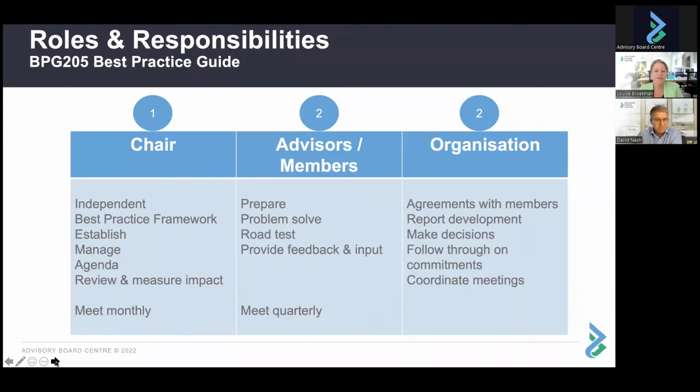Yeah, terrific. Thank you, David. Let's move on to advisors and members. So the role of the advisors is to make sure that they are prepared for meetings. They've got something to bring to the table, not just turn up to the table and then say, let me give you my brilliance. That's not necessarily what advisors are.